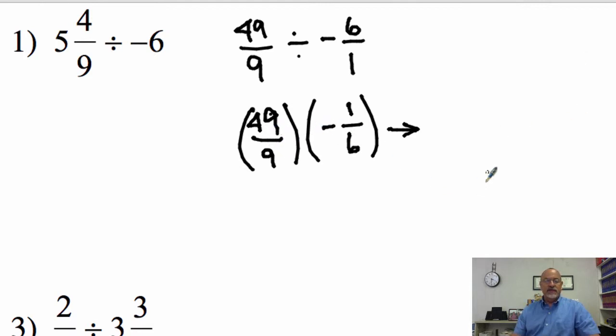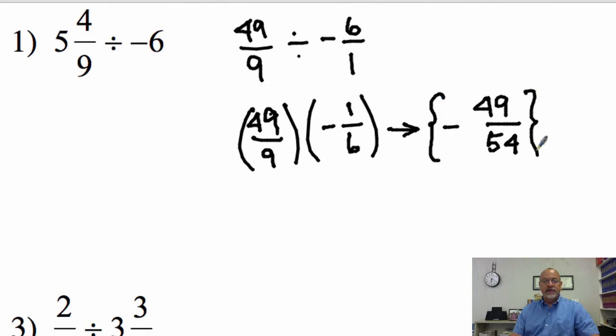I've got a positive times a negative, so that's going to be a negative number. We have 49 times 1, which is 49. And then we have 9 times 6, which is 54. And because I couldn't pre-reduce, I'm not going to be able to reduce this number either. So negative 49 over 54 would be my final answer.